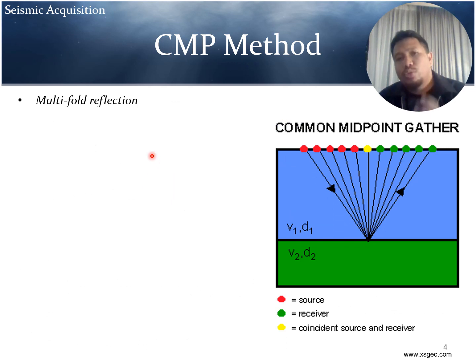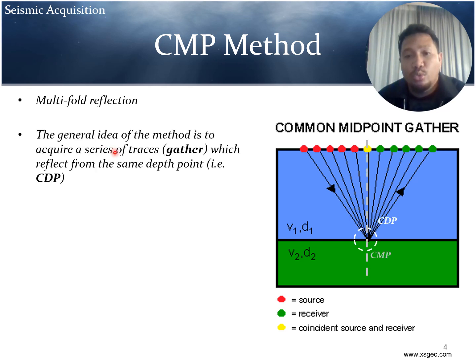So just now we talked about the CMP method. So why don't we just go through the CMP method? Basically the CMP method is known to be multifold reflection, so we need to understand the term fold later on. And this involves deploying multiple sets of sources and also receivers, denoted in red and green respectively in this figure.